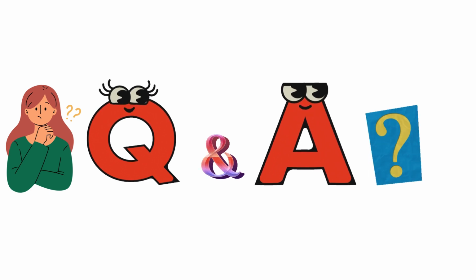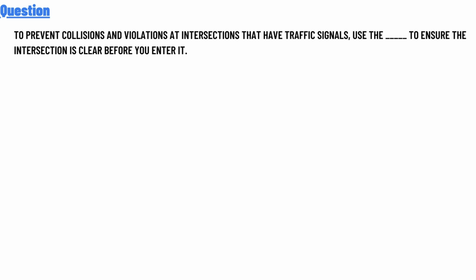So our today question is: to prevent collisions and violations at intersections that have traffic signals, use the [blank] to ensure the intersection is clear before you enter it.